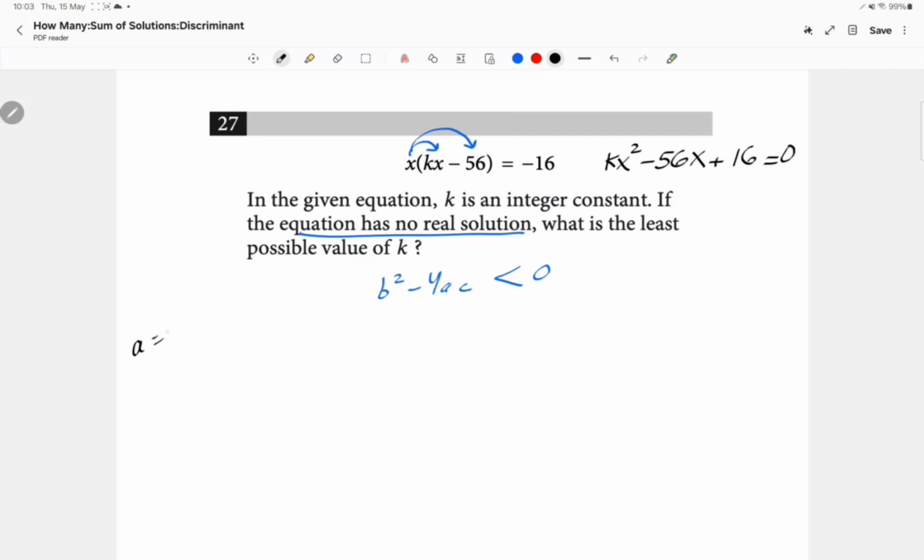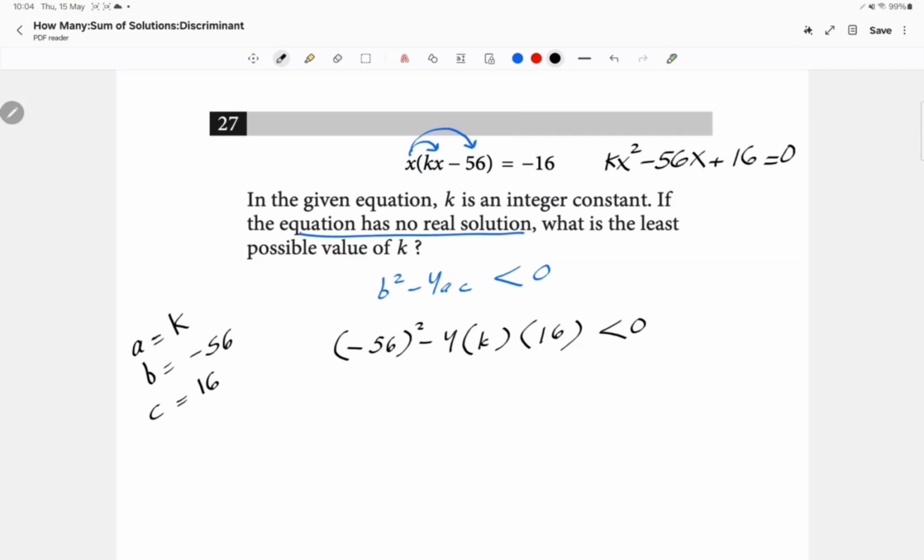So the a term is the term on the x squared, which is k. The b term is on the x, which is negative 56. And the c term is the number alone, which is 16. So what's b squared minus 4 times a times c? The whole thing has to be less than 0. Okay. Let's do some math.